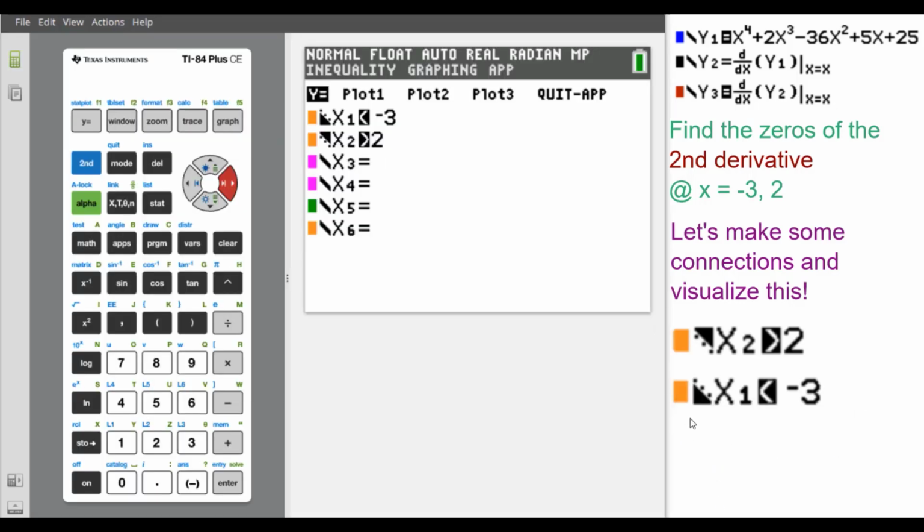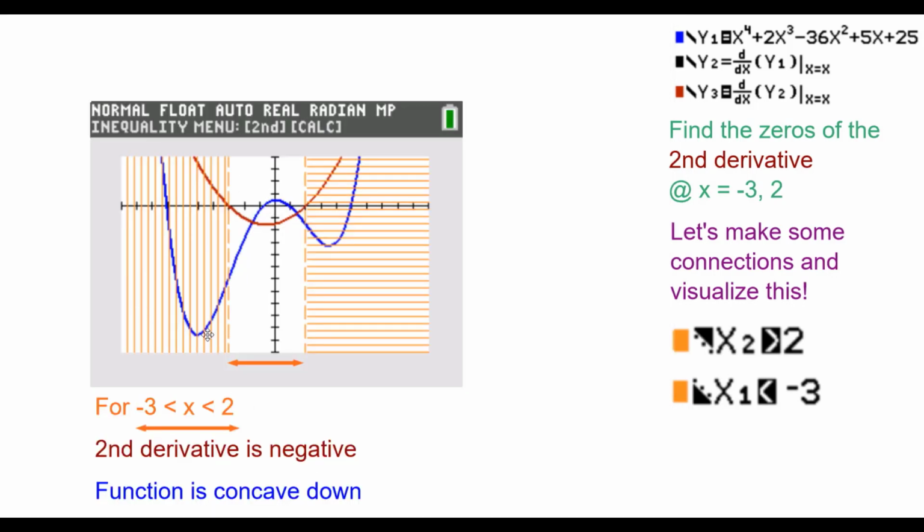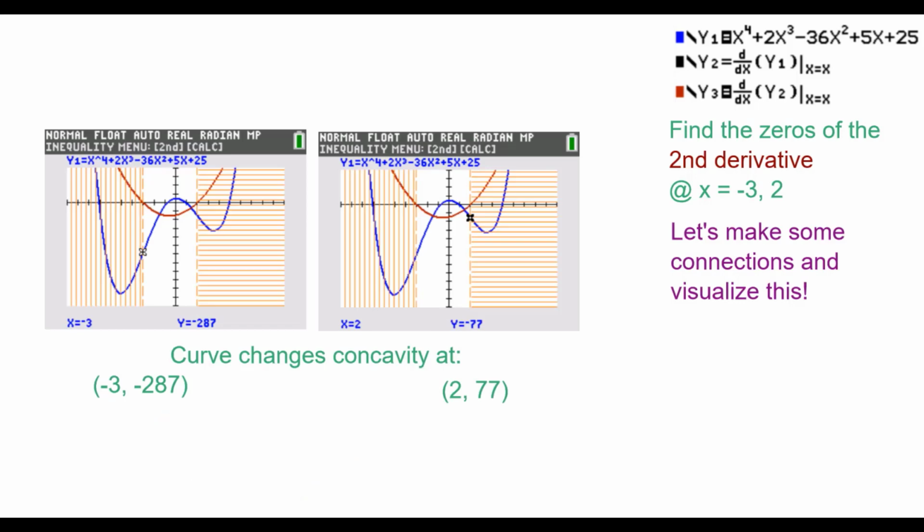And finally, we'll graph both of these at the same time. And so for the unshaded region, when x is between -3 and +2, the second derivative is clearly negative, and the blue function is concave down. You will notice that the curve changes concavity at these 2 points right here.